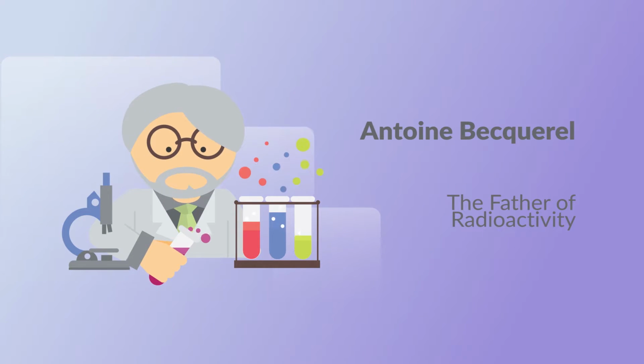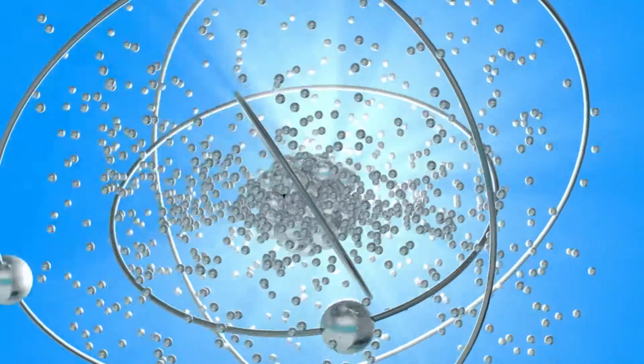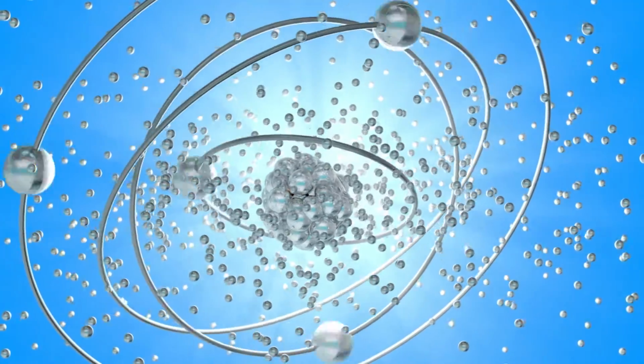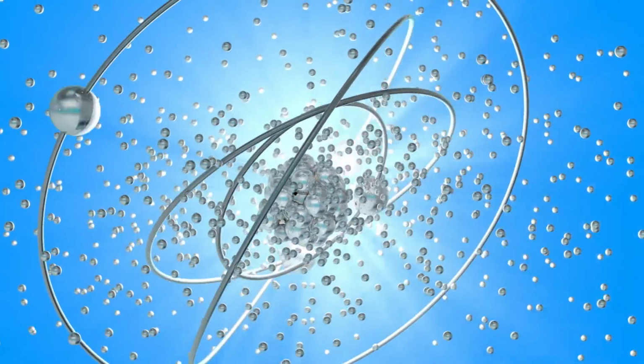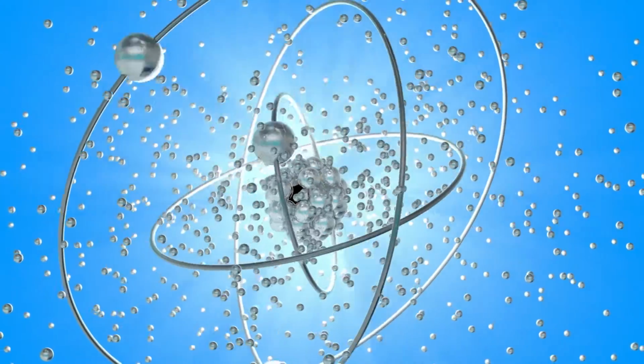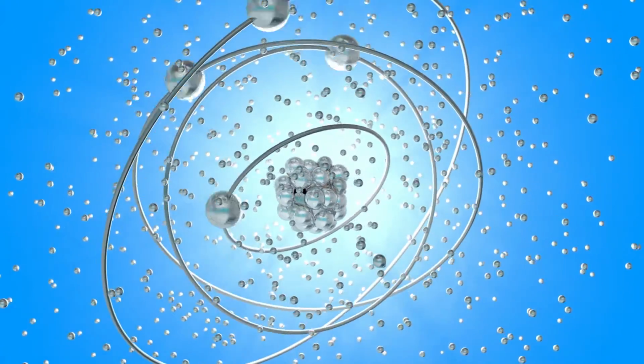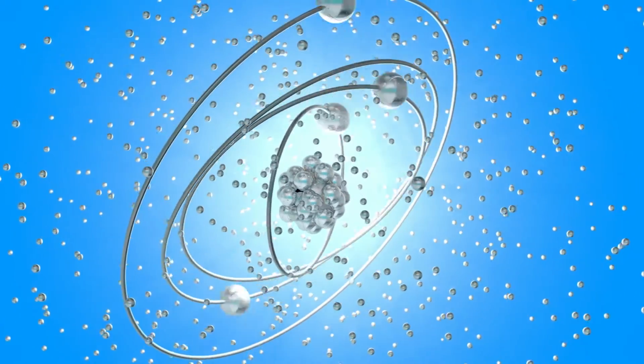Radioactivity was discovered in 1897 by the French physicist Antoine Becquerel. Atoms are composed of one or more electrons and a nucleus. The nucleus is the central portion of an atom and contains one or more protons and zero or more neutrons.